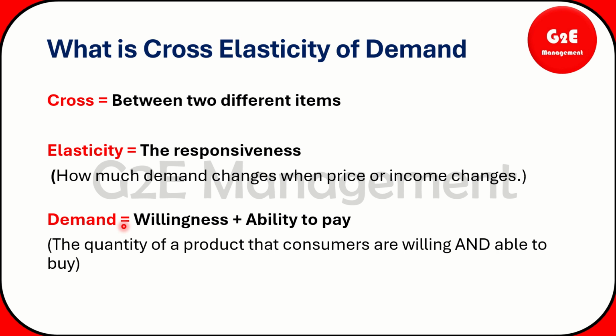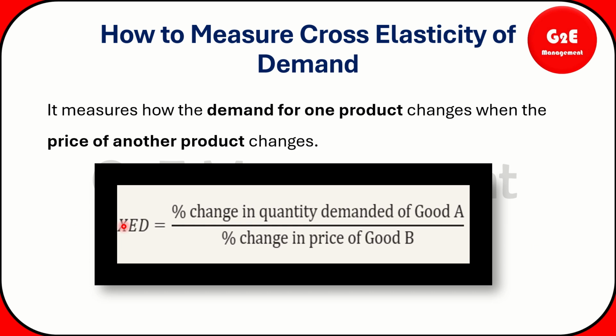So in cross elasticity of demand, you are comparing two products: how much money you are holding, how much you require, and based on that you are going to buy a product. That's called cross elasticity of demand. Normally, what is the formula we can use to calculate cross elasticity of demand? We measure how the demand for one product changes when the price of another product changes.